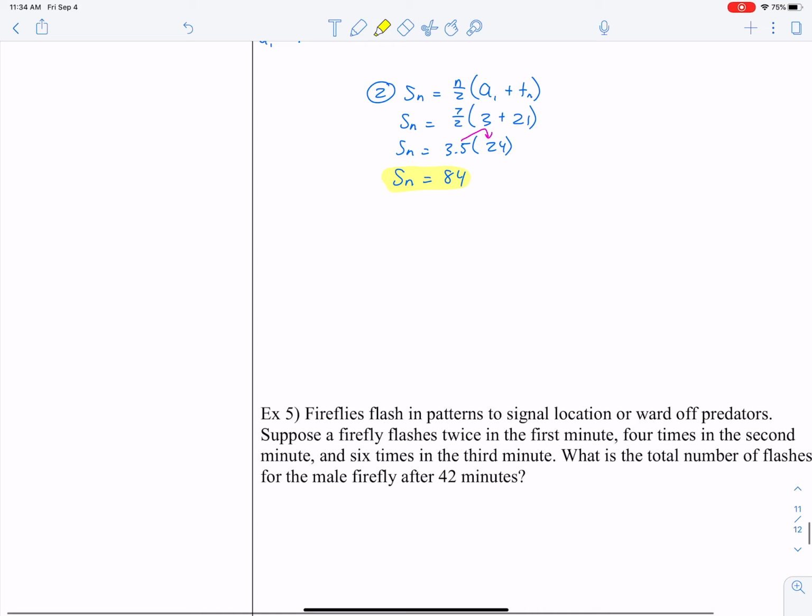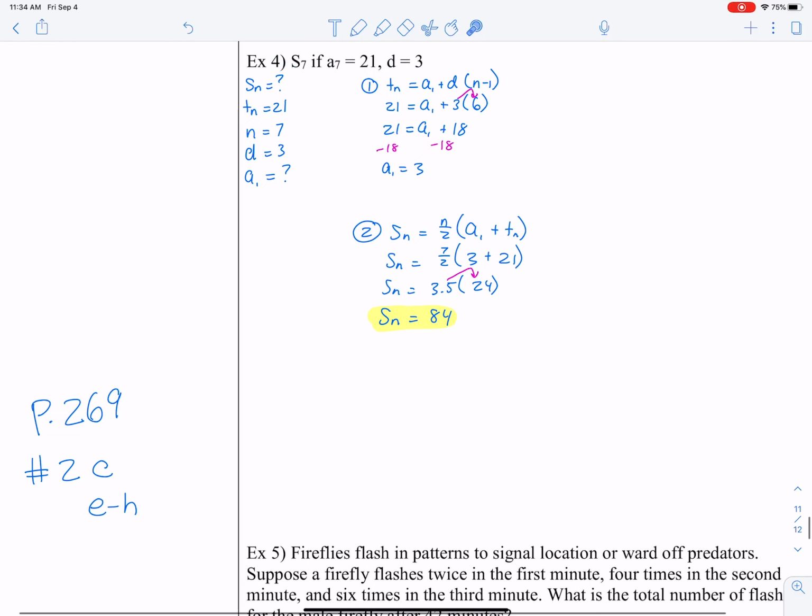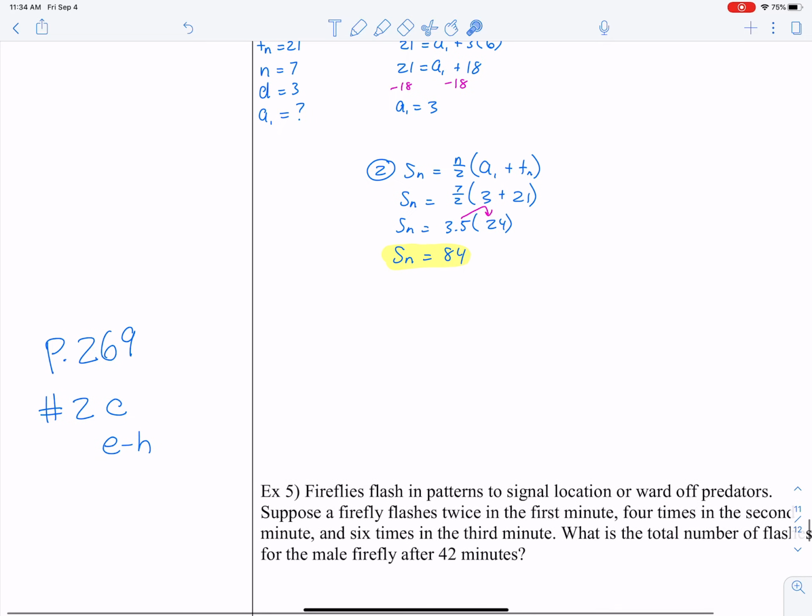So you can now go and do page 269, number 2. Okay, so for the rest of the question, you're going to do C, and then you're going to do E to H. And for all of these questions, you always will need two equations. Sometimes you'll have to use the sum equation first. Sometimes you'll have to use the Tn equation first. So you have to figure out which equation to use first, but all of these require two equations. Okay, so you can go ahead and do that part.